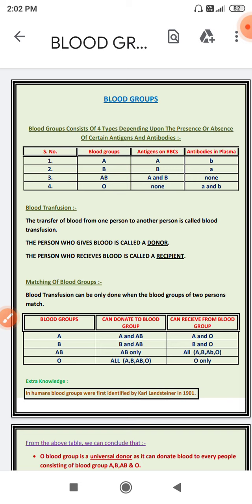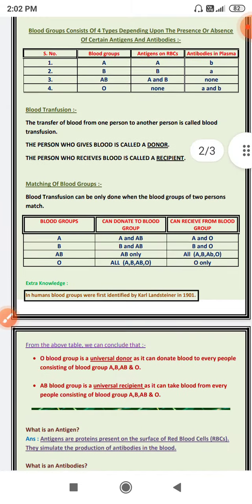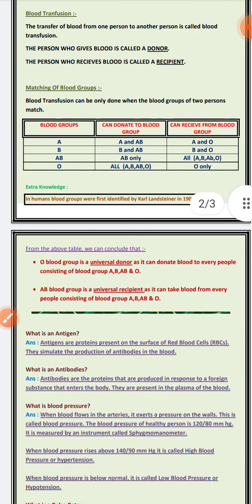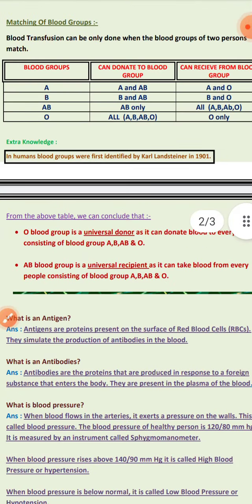There are two basic components, as I have already told. They are antigens and antibodies. At first we have to know what an antigen is. Antigens are the proteins present on the surface of RBCs, or red blood cells. So what is their location? They are present on the surface of RBCs.